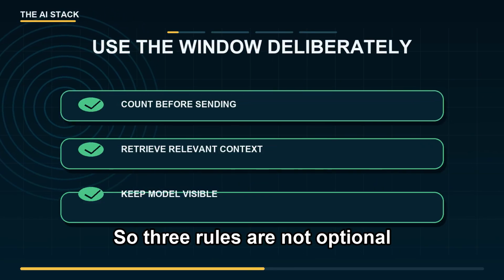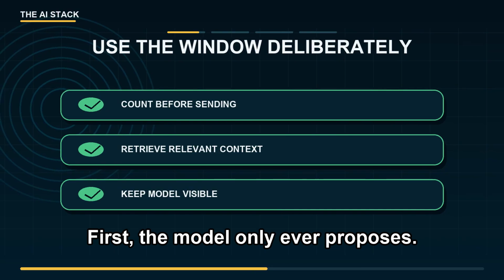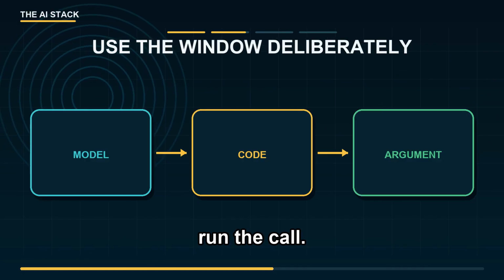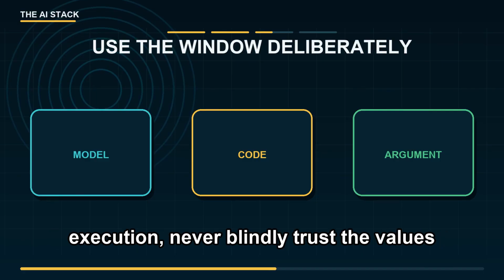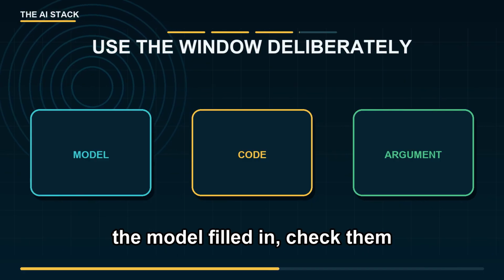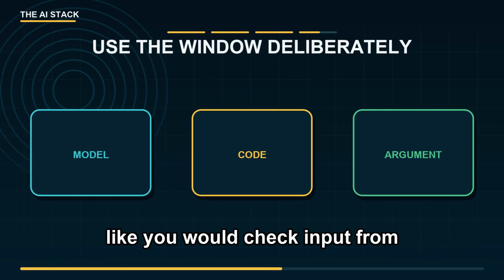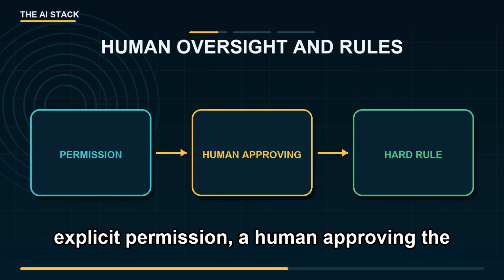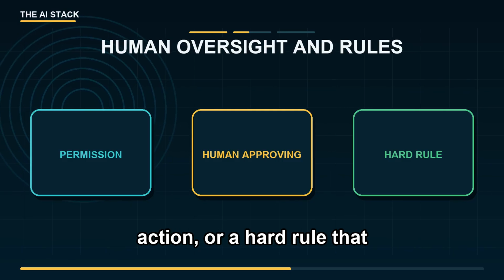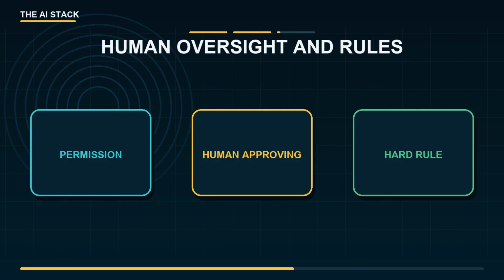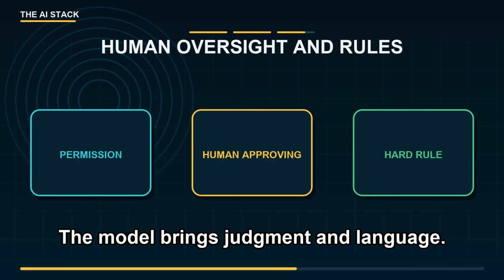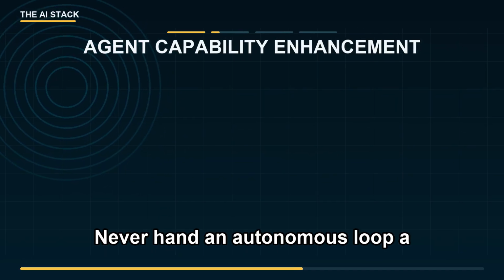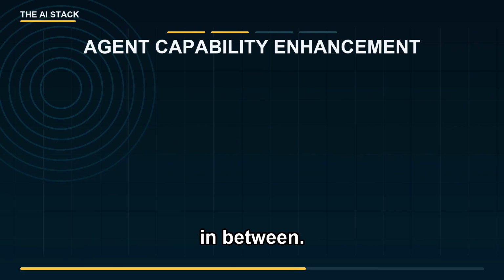So 3 rules are not optional here. First, the model only ever proposes. Your code decides whether to actually run the call. Second, you validate every argument before execution. Never blindly trust the values the model filled in. Check them like you would check input from any untrusted source. And third, anything consequential should require explicit permission, a human approving the action, or a hard rule that the agent simply cannot cross. The model brings judgment and language. Your infrastructure keeps the authority. Never hand an autonomous loop a live, destructive tool with no checks in between.